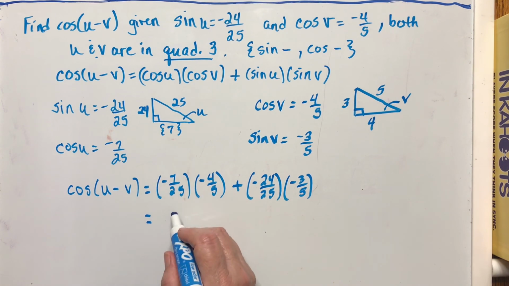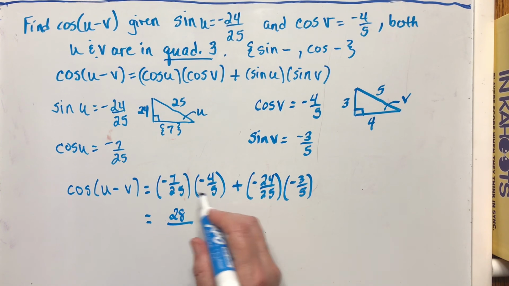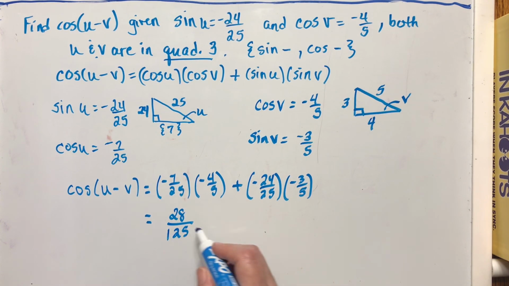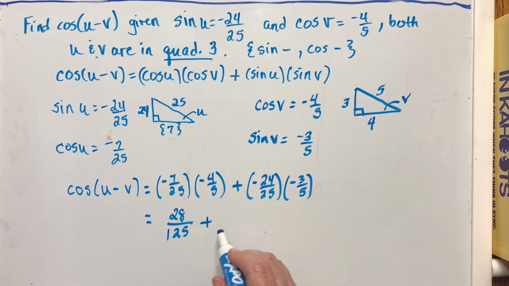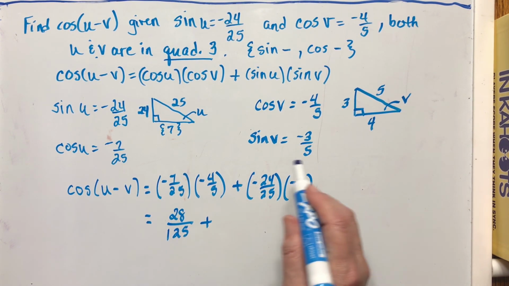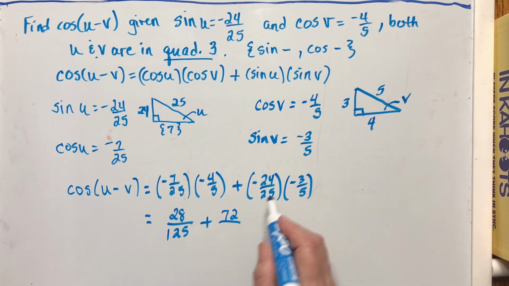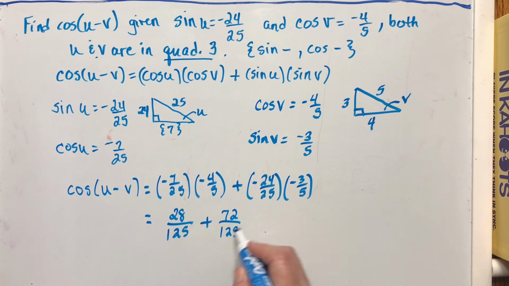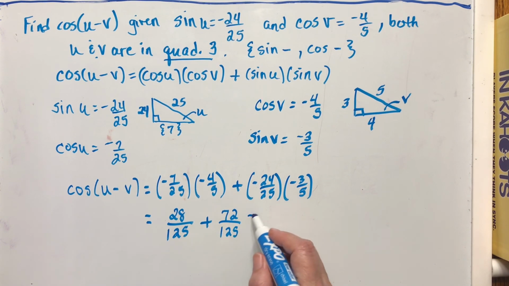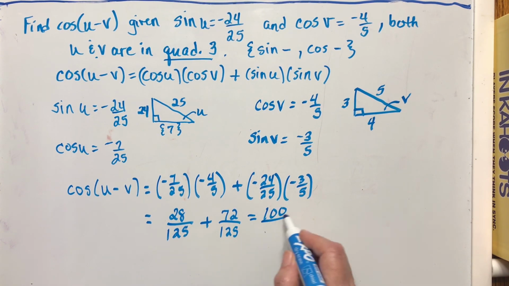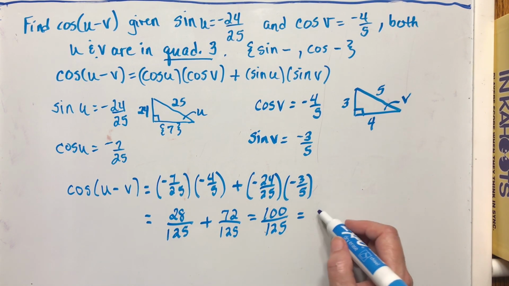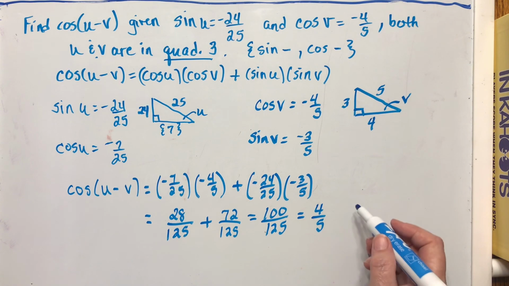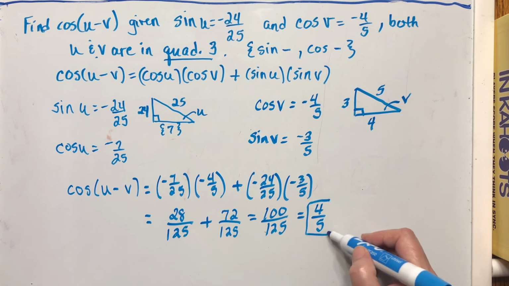A negative times a negative is going to be a positive 28. 25 times 5, that's going to be 125. Negative times a negative is going to be a positive, so this is going to be plus 24 times 3 is 72. Again, 25 times 5 is 125. Since they already have a common denominator, we can add those together. We get 100 over 125, which will simplify. 25 will go into both of those. So our final ultimate grand supreme answer is 4 over 5.